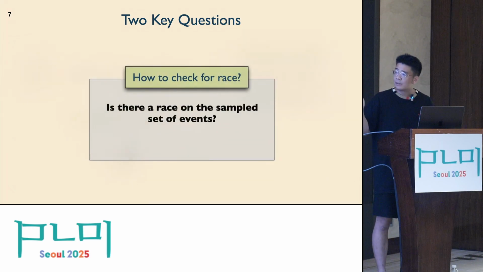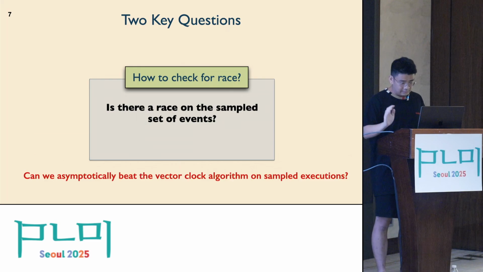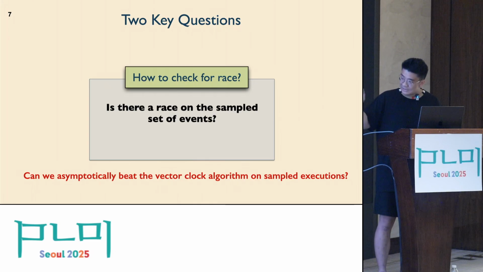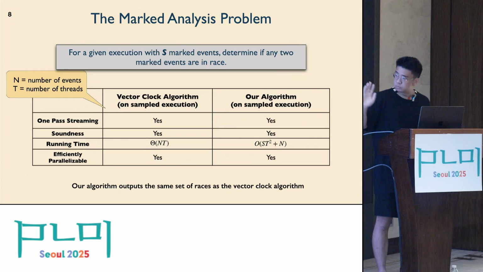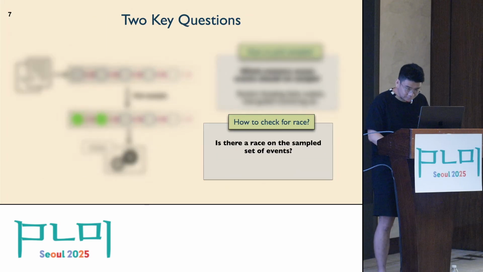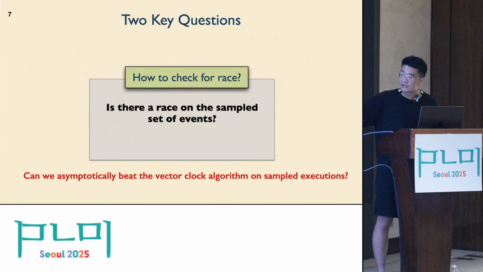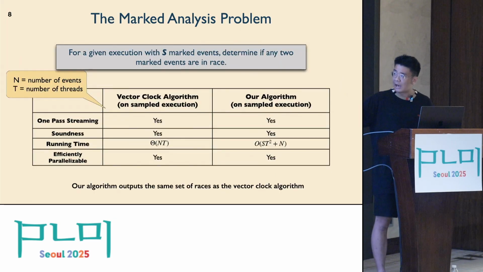So this leaves a very interesting open problem: can we design an algorithm that asymptotically beats this naive approach? This is a major focus of our paper. In our paper we formulate this problem, namely the second question, as a marked analysis problem, which basically asks: for a given execution with S marked events, determine if any two marked events are in race.